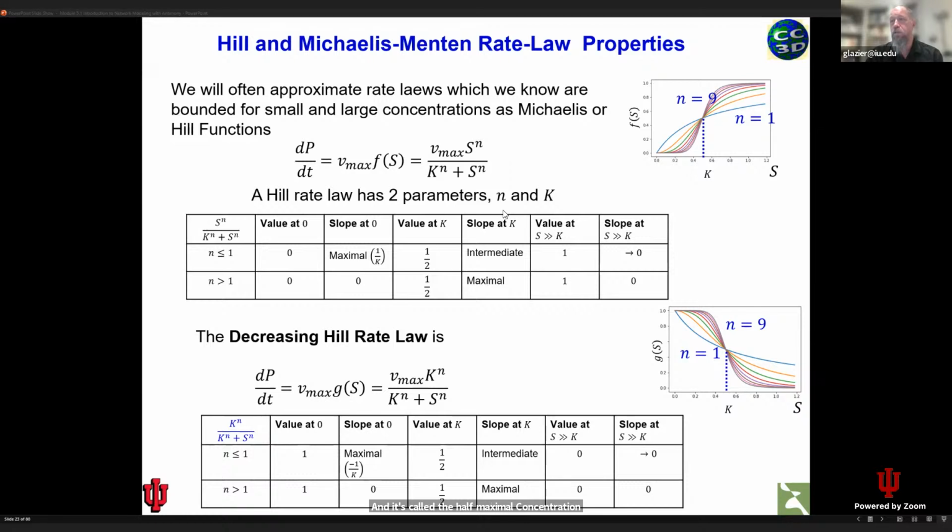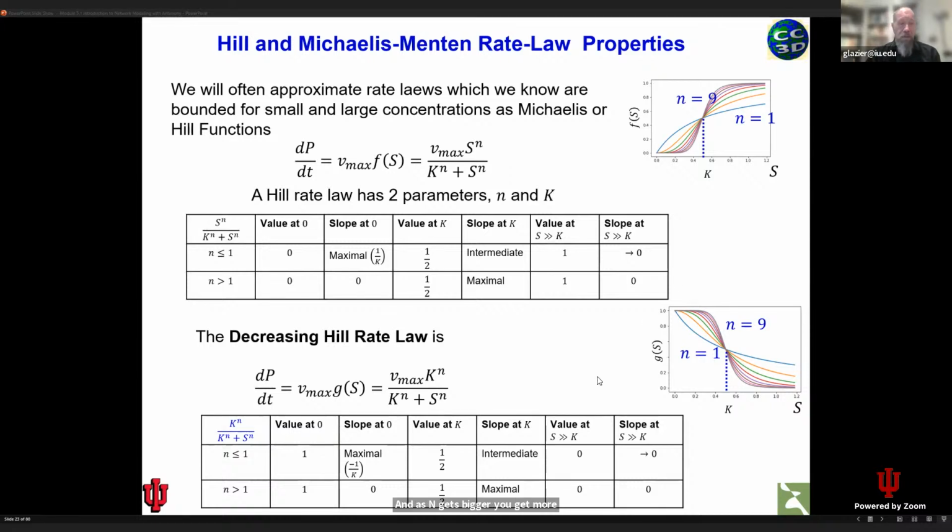The Hill function has two parameters, K, the half maximal concentration, and N, the exponent. N determines how steep the transition is between being turned off at 0 and being turned on at infinity. If N is 1, you have a different shape, what's called a Michaelis shape. If N is bigger than 1, you have a sigmoid, where the value is 0 at 0 and 1 at infinity. And as N gets bigger, you get more step-like transitions.